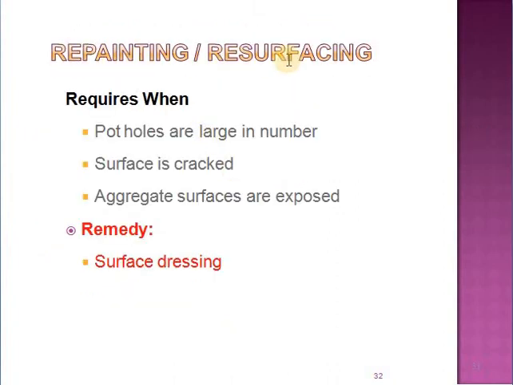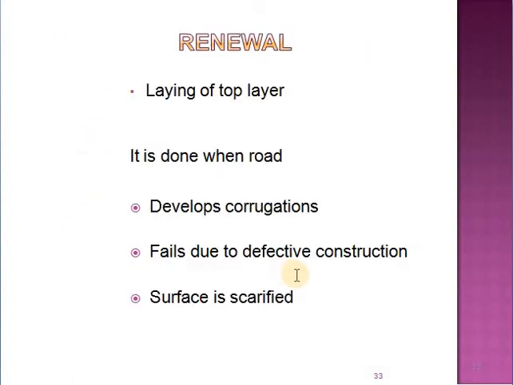And next, repainting or resurfacing is required when potholes are large in number, the surface is cracked, and aggregate surfaces are exposed. So it is required when more than one, two, three or more potholes are present on one road, or the surface is cracked in between the roads, or aggregate surfaces are exposed. In those places, resurfacing, a reconstruction of the road, will be done, and the remedy is surface dressing. Okay, surface dressing means we have to clean the road and everything.